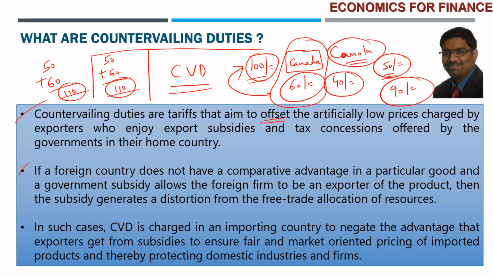If a foreign country does not have a comparative advantage in a particular good, and only a government subsidy allows the foreign firm to be an exporter of the product, then the subsidy generates a distortion from the free trade allocation of resources. That's what we have seen. Ideally, the cost of this product was 100 rupees, but it was readily available for 40 or 50, which means this distortion happened only due to the subsidy given by the Canadian government to the manufacturers and exporters of canola oil, which is not really representing the free trade allocation of resources.